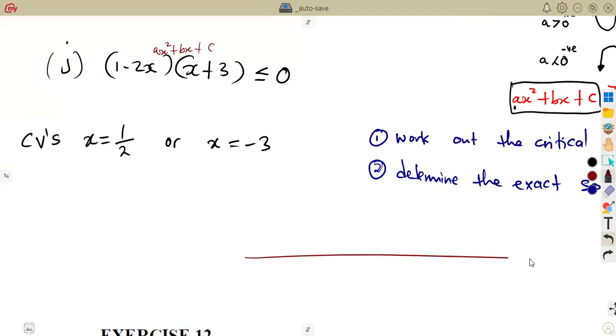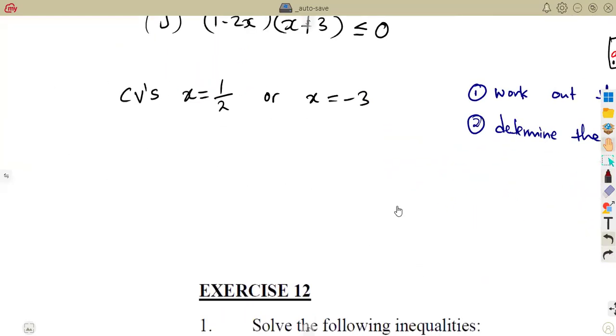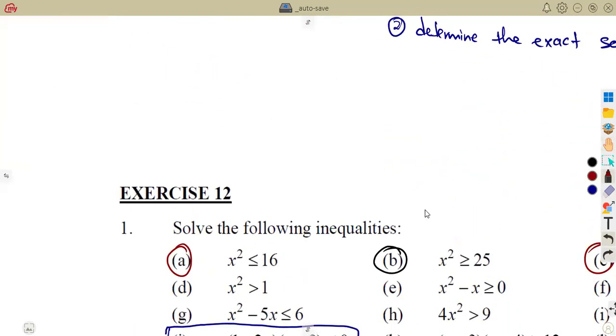These are supposed to be the critical values which we are supposed to use on the graph. Remember, I talked about the graphical method here, which we are supposed to use now on the graph to say, is it going to be a graph like this? Or is it going to be like this? How are we going to tell? Because previously, guys, it was normal to say we are having x squared minus 25 is greater than 0. The coefficient of x squared is 1. So you see, okay, this one is going to be a smiley shape.